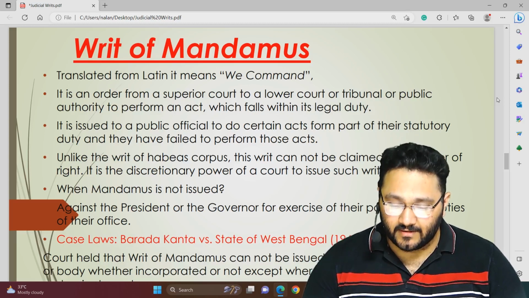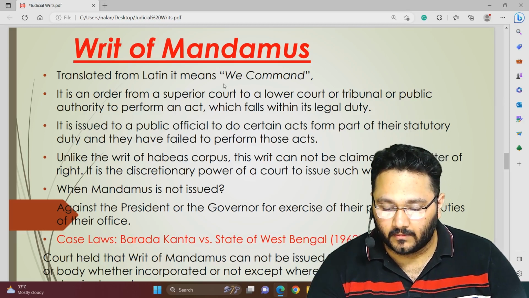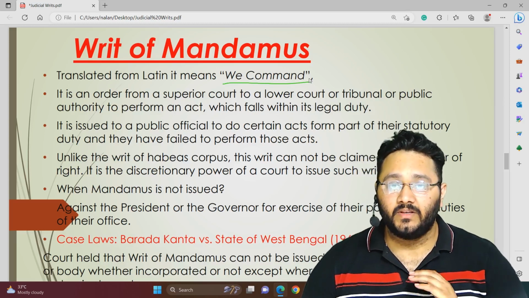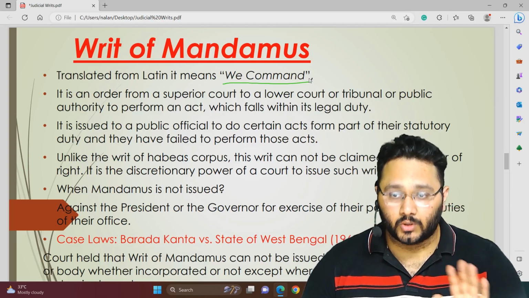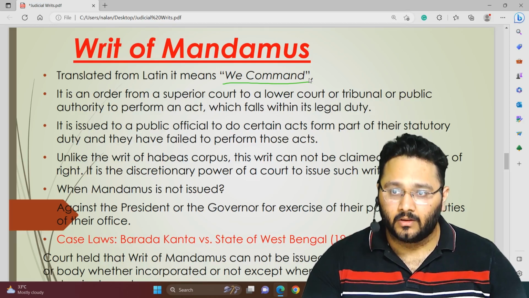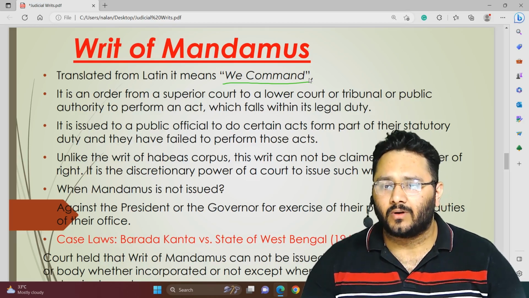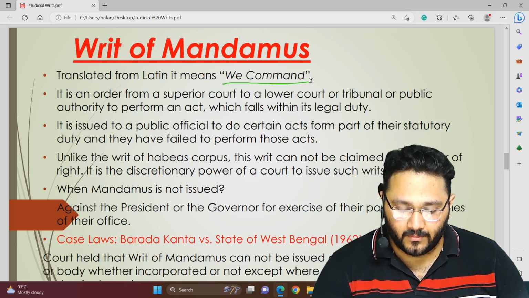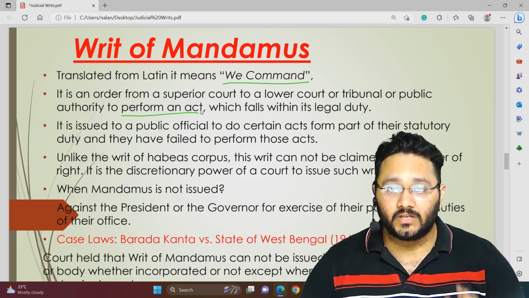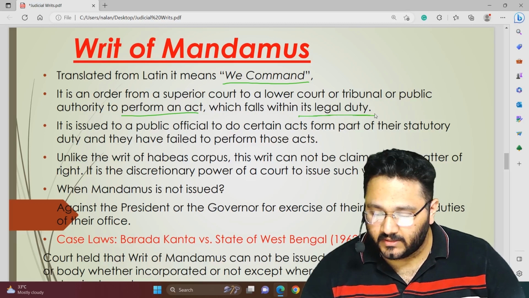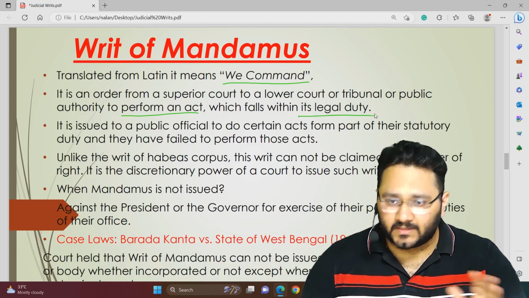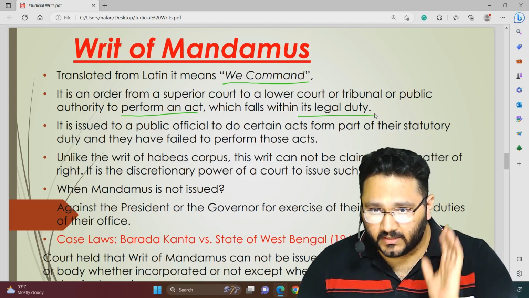Its literal meaning is we command. Mandamus means we command. It's an order from a superior court to a lower court or a tribunal or any public authority or a quasi judicial authority to perform an act, कि आप इस काम को कीजिए, which is your legal duty, which falls within its legal duty. तो यहाँ पे कोई पर्सनल ड्यूटी नहीं है, it talks about legal duty.